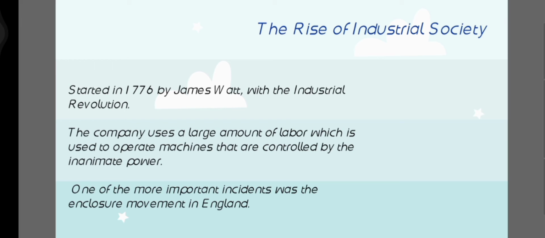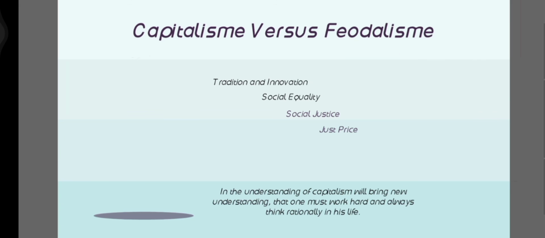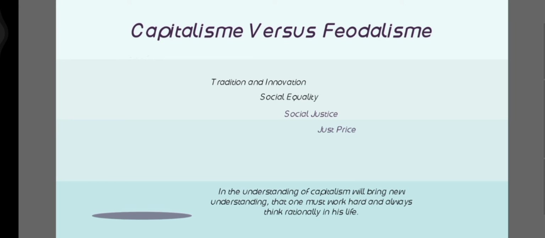Another major change was the development of a new middle class. Merchants now stood between producers and consumers. The rise of this entrepreneurial class was also necessary for the development of capitalism. Next, we will talk about capitalism versus feudalism. What is the difference between both of them?